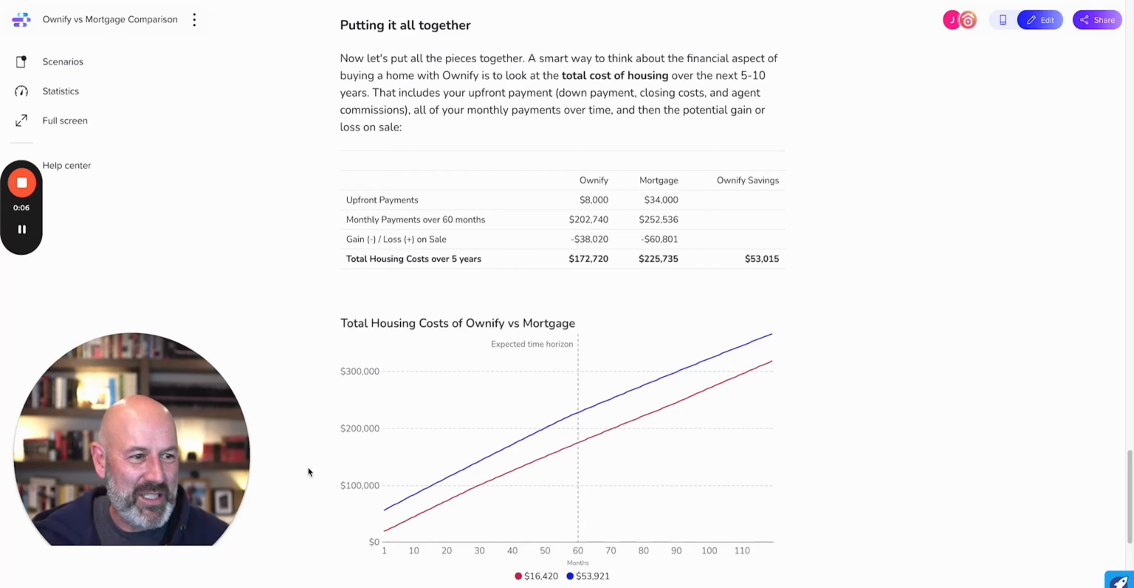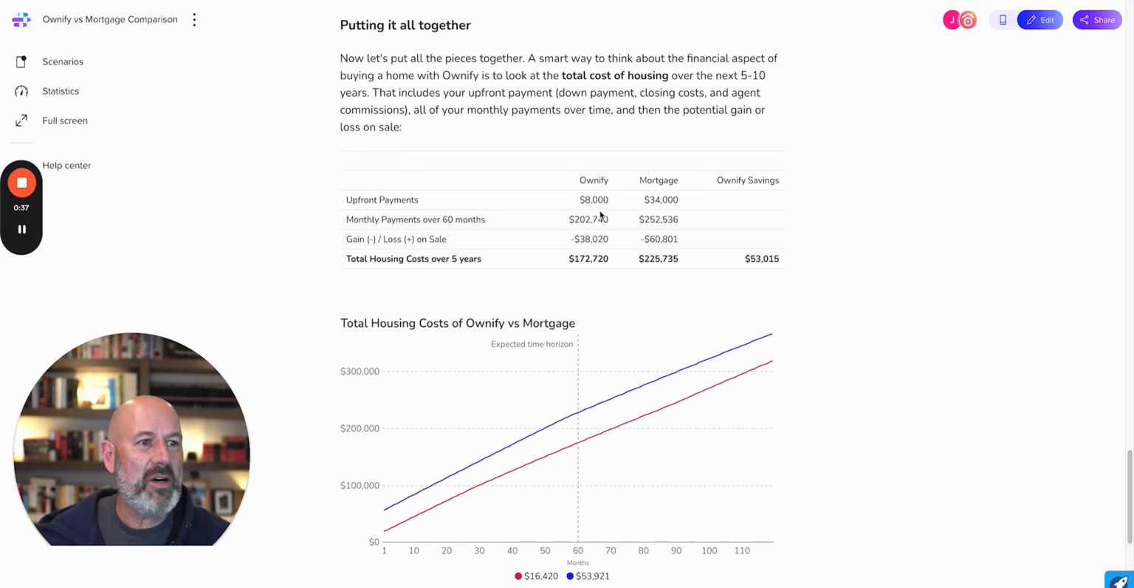Okay, guys, we're almost done. So we talked about the upfront payments. We talked about the monthly payments, your gain on the equity build, and really the right way to think about investment in housing, right, and how much you're paying and how much you're gaining is what's your total housing costs over, let's say, 5 years. And so again, we're still in the same example, $400,000 home. We bought it together. We own it together for 5 years. You then exit, sell your shares back to Ownify, or you compare the same thing doing that with the mortgage.